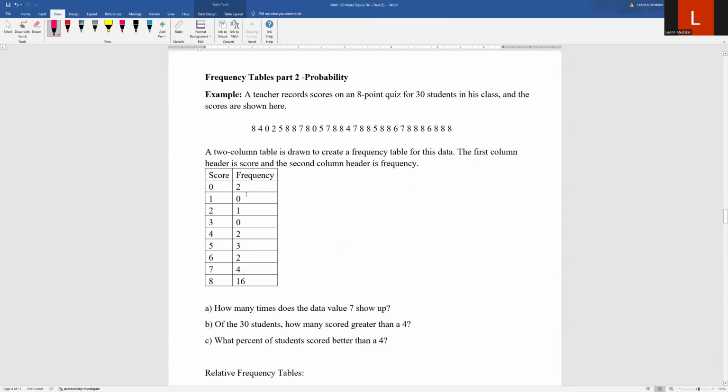Nobody scored a 1, so they put 0. They had 1 person score a 2. 0 people scored a 3. 2 people scored a 4, so there's a 4 there and a 4 there. 3 people scored 5, 5, 5, 5.